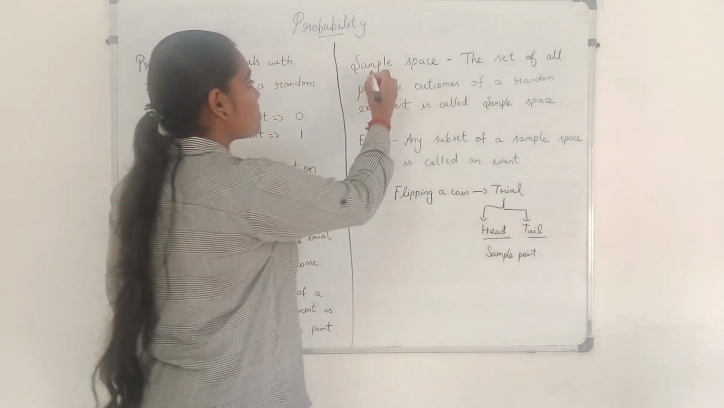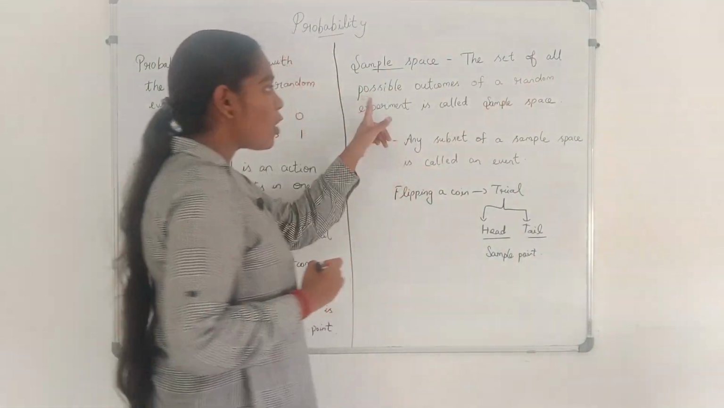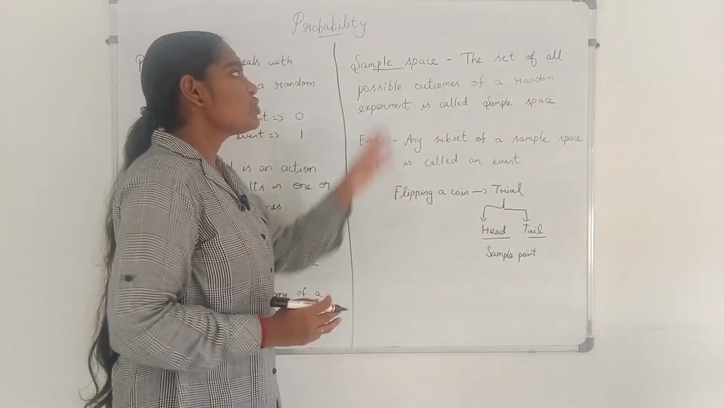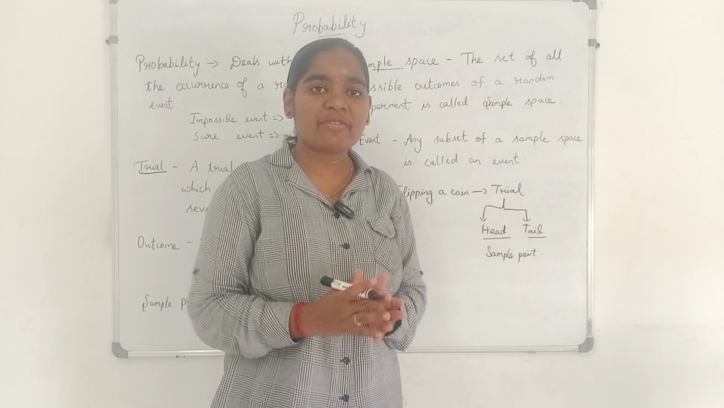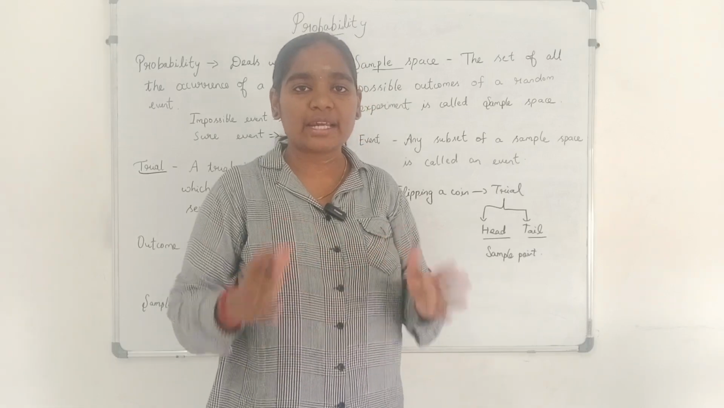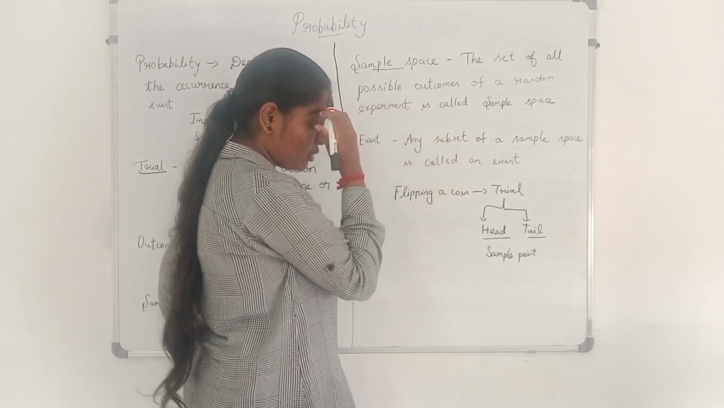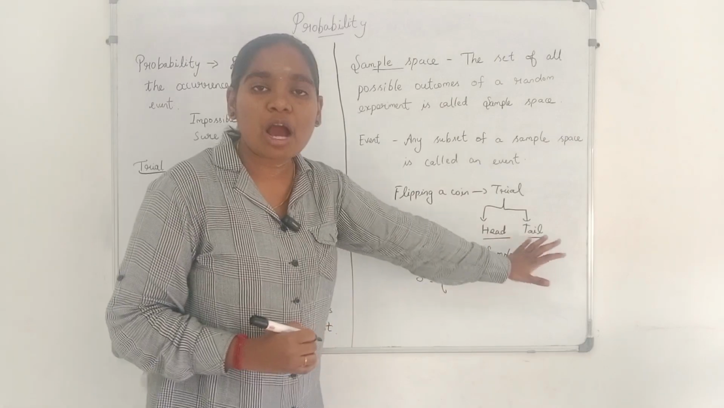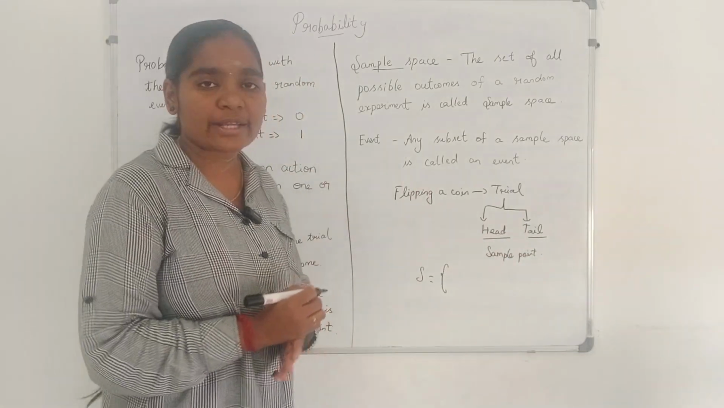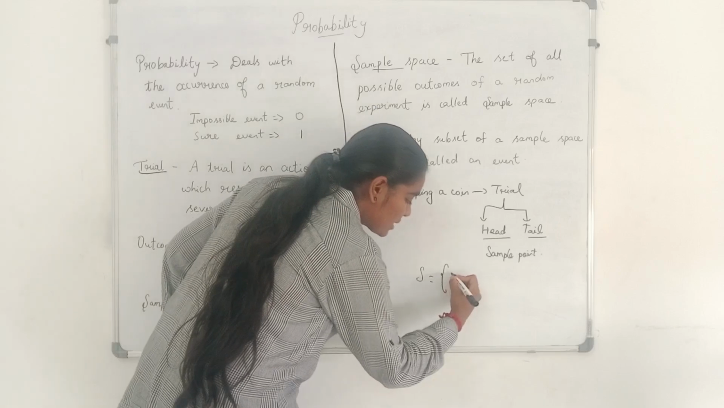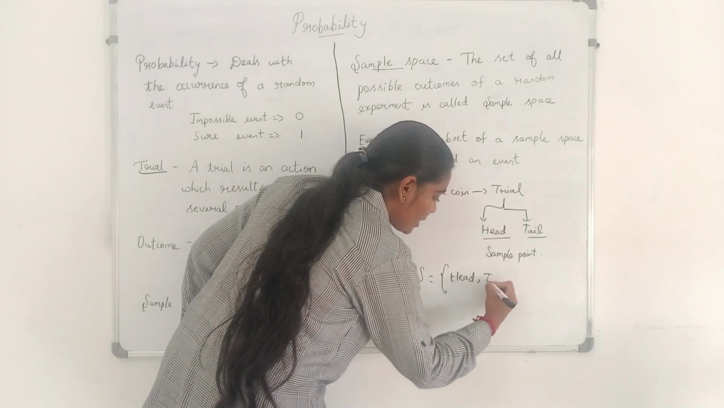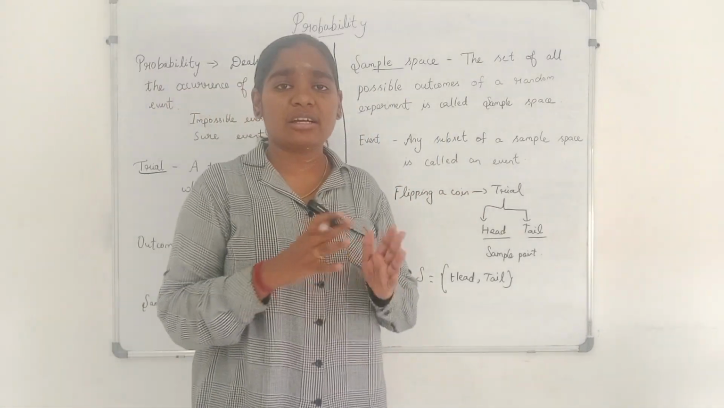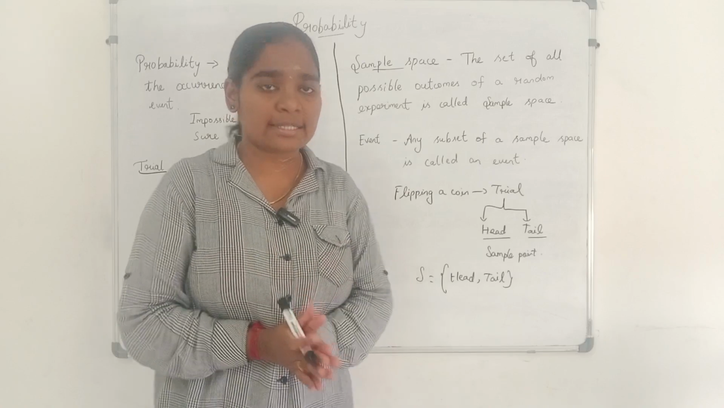Next, sample space. The set of all possible outcomes of a random experiment is called sample space. So, in sample space, we will write all those outcomes as a set. Let us denote the sample space as S, and S equals the possible outcomes we get while flipping a coin, head and tail. So, S = {head, tail}. That is, sample space means you write all the possible outcomes as a set.